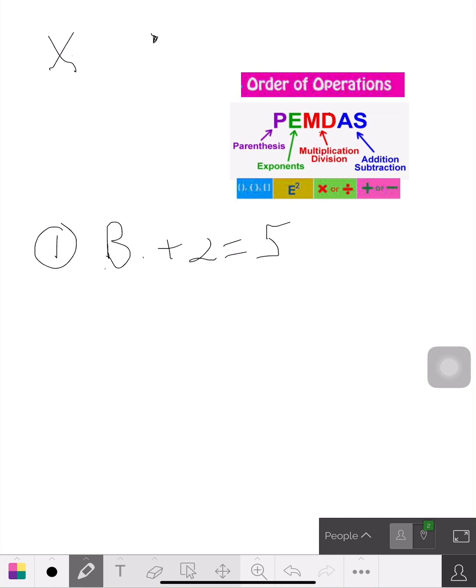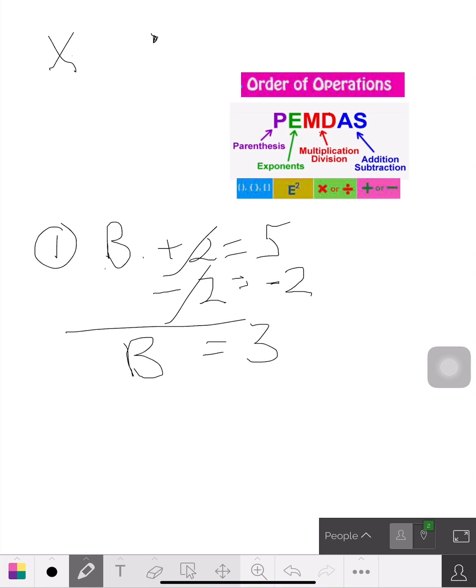We want to subtract 2 from this side, but whatever you do to one side to make it equal, you have to do it to the other side. Okay? So we want to subtract 2 from that side also. That makes it equal. These 2 will cross out, and we end up with b equals 5 minus 2, which is 3. And as we all know, hey, that's the answer.